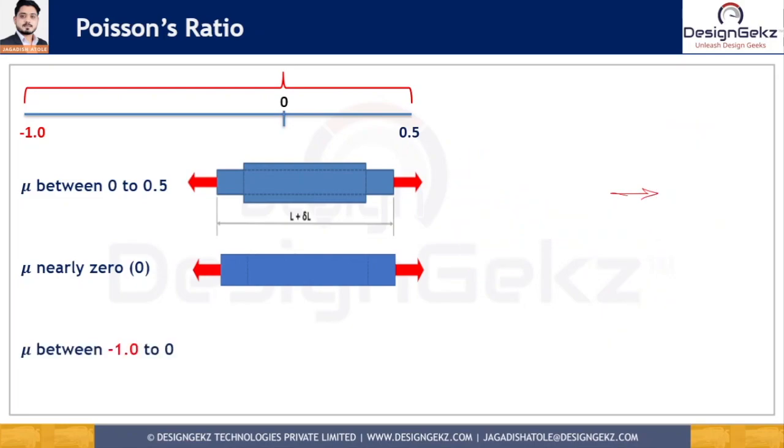The materials which have negative Poisson's values are called auxetic materials, and these materials expand in a lateral direction when stretched longitudinally, and they will contract laterally when compressed with a compressive force in the longitudinal direction. These are mostly engineering materials or foam materials.